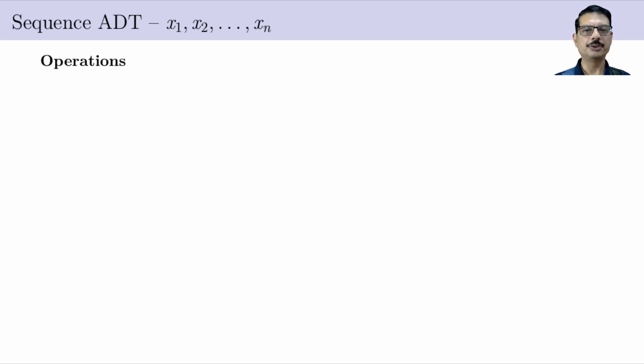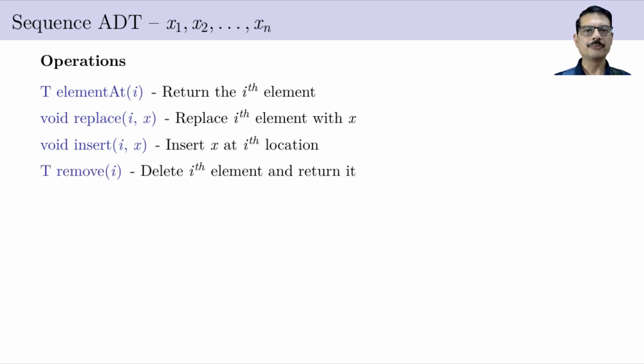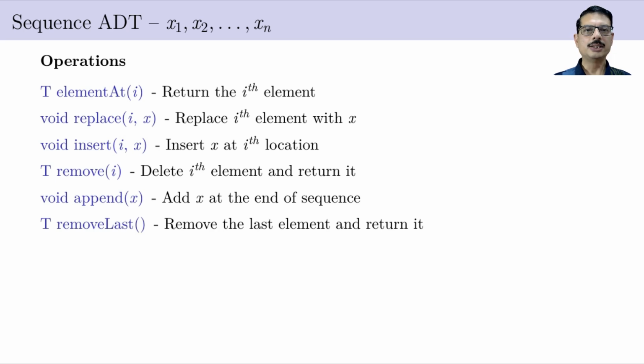Some key operations that you can perform on sequence ADT include element at a particular location, which is to get the ith element in the sequence. Replace i, x is to replace the element at ith location with value x. Insert i, x is to insert value x at position i. Remove i is to remove the ith element in the list. Append x is to add x at the end of the sequence. Remove last is for deleting the last element in the sequence.